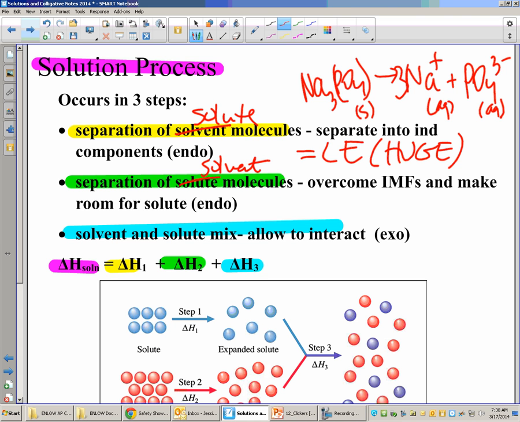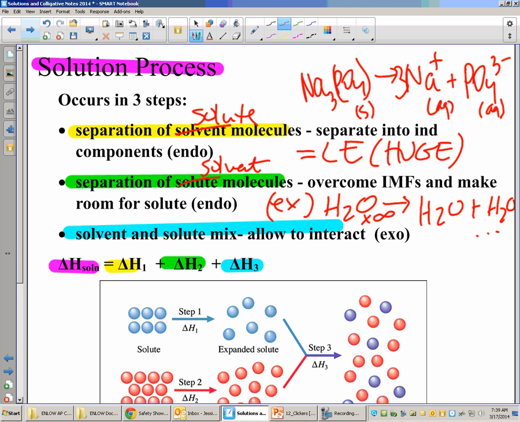IMF. So for example, water, I need to take my water, times infinity, I don't know how many there are, and I need to break them into water and water, etc. I need to separate them. I'm not separating bonds, I'm separating forces, I'm overcoming forces. So which do you think usually takes more energy?